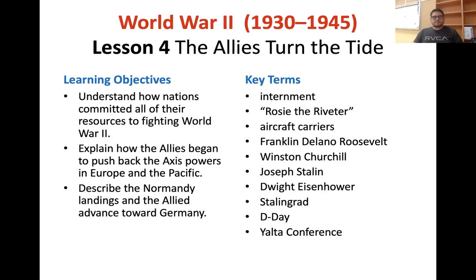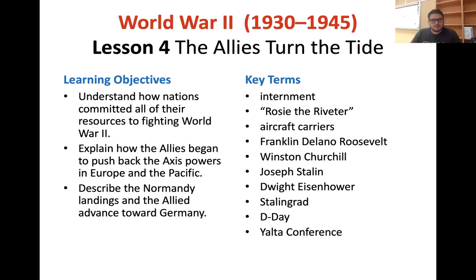So here are our learning objectives. Understand how nations committed all of their resources to fighting World War II. Explain how the Allies began to push back the Axis powers in Europe and the Pacific. Describe the Normandy landings and the Allied advance toward Germany.